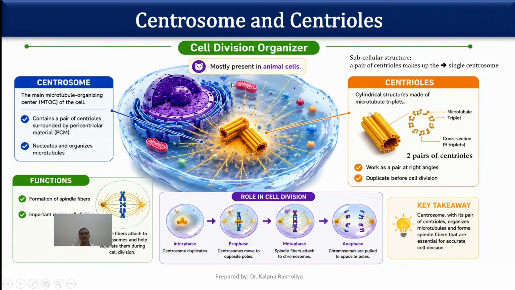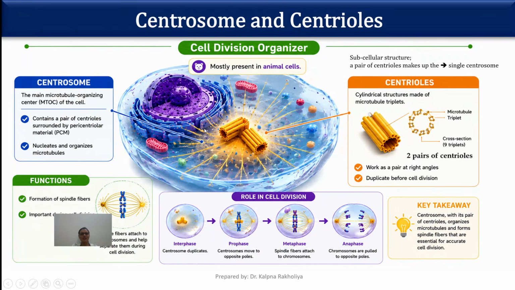Let's move to the next organelles, that is centrosome and centrioles. Their main role is in cell division. Centrosome and centrioles are mainly present in the animal cell. This is the structure of the centrosome, the main microtubule organizing center of the cell. It contains a pair of centrioles surrounded by pericentriolar material. So this is the centriole, and the two centrioles make the centrosome structure.